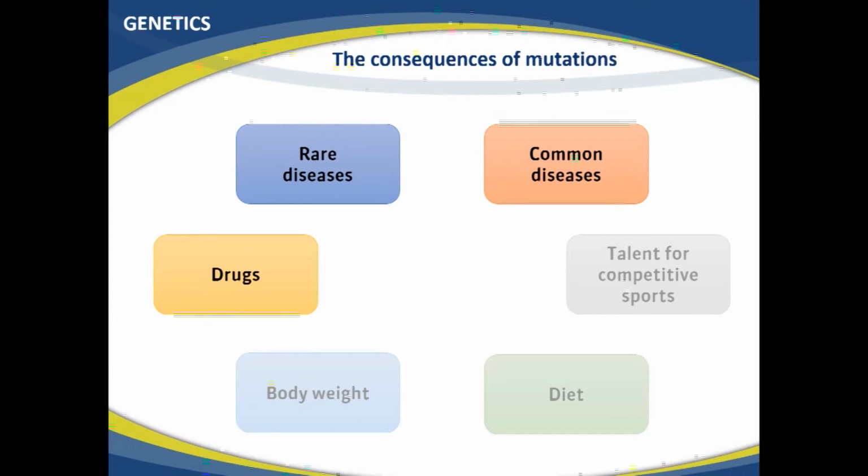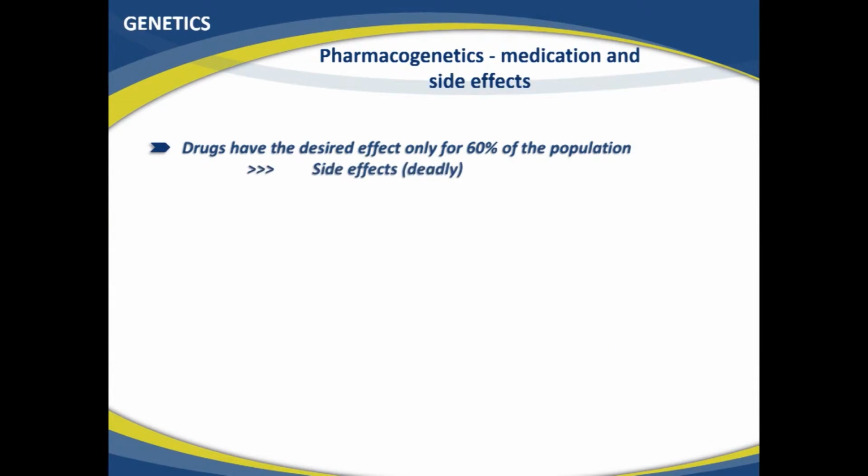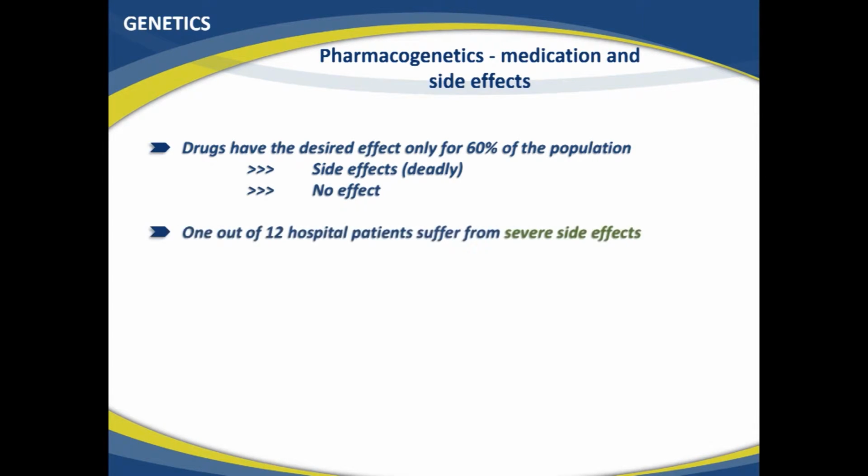So we have rare diseases that only affect 1 in 50,000. We have common diseases which affect most of us. Then we have medication, the way medication works in our body, which is also influenced by genetics. For example, drugs like aspirin or some medication only have a desired effect in around 60% of the population. It's more for some drugs, less for others, but usually we know that they don't work the same in everyone. And some people have side effects, which can also be deadly. Some people have no effect.